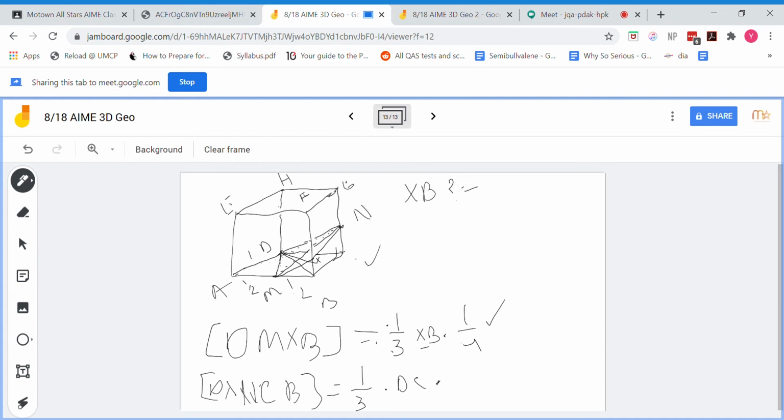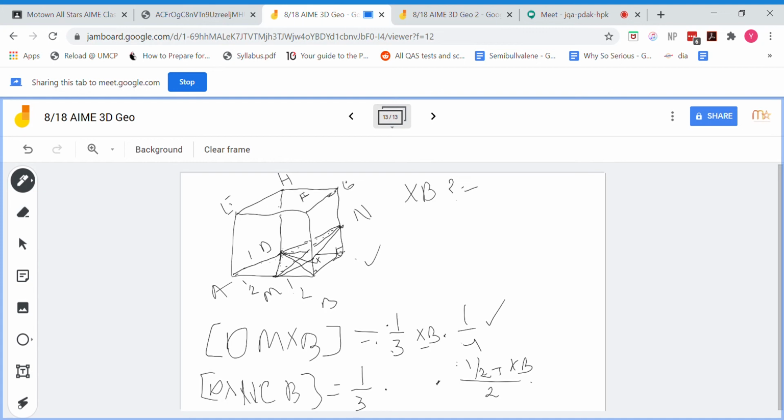Now, quadrilateral NXBC is a trapezoid with 2 right angles, right? And so its area is going to be NC plus XB over 2 times its height, which is BC. And now we just plug in the lengths we know. DC is 1, BC is 1, NC is half. And so, assuming we know XB, we can quickly and easily compute the volume.